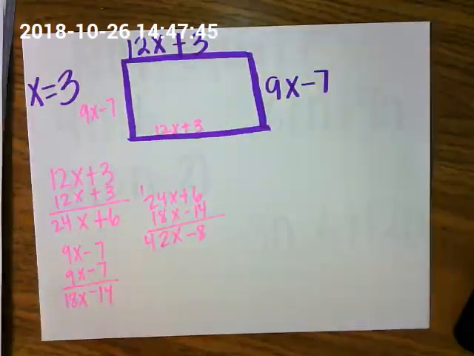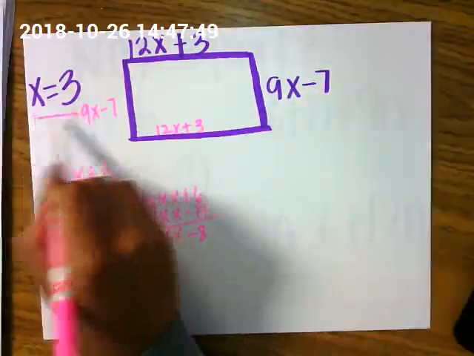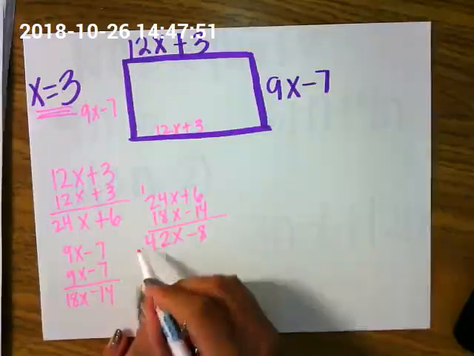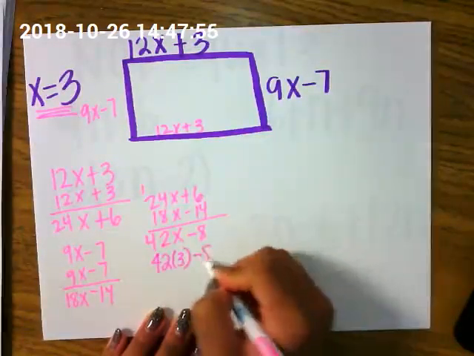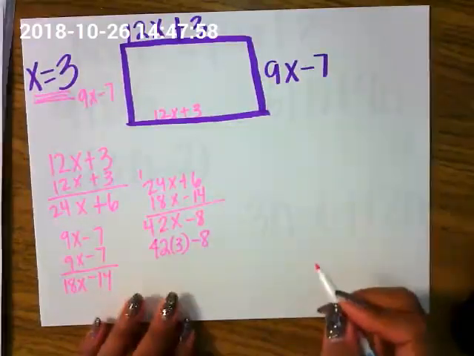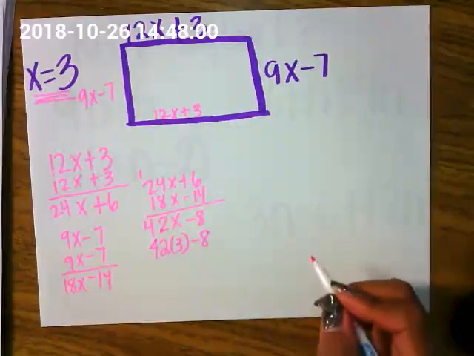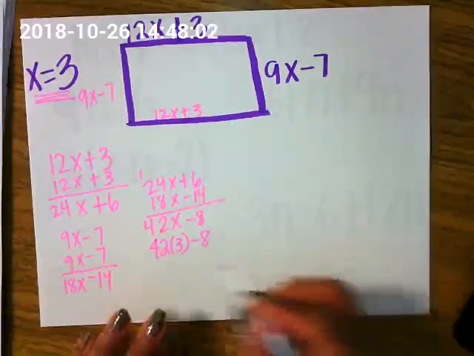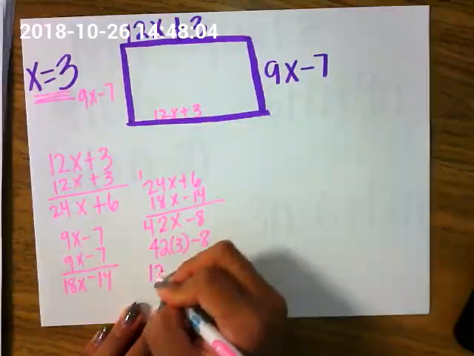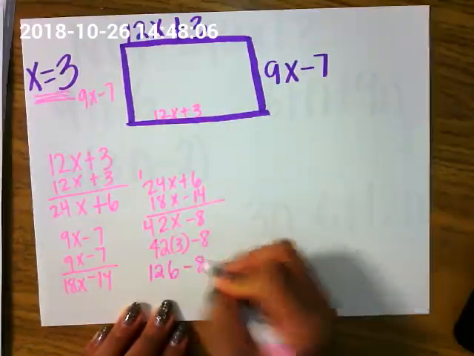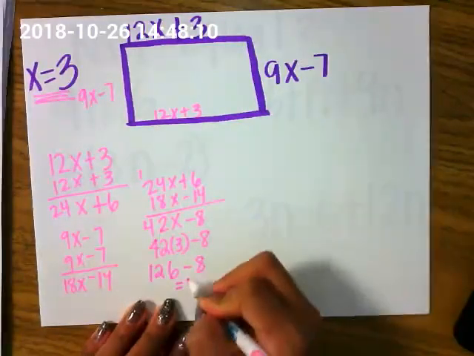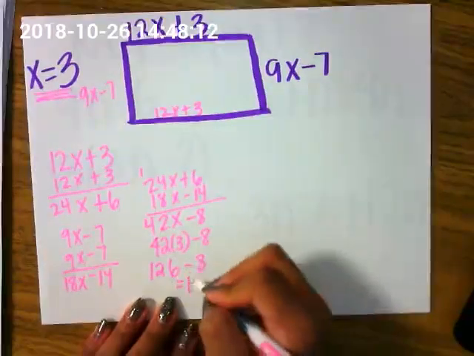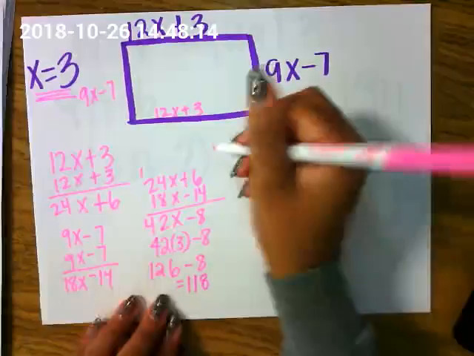But do we know what x is equal to? Did they tell us in the problem? Yes, it said x is equal to 3. So I'm going to plug in 3. So 42 times 3 minus 8. And 42 times 3 is 126. 126 minus 8 is 118. Now, this is one way.